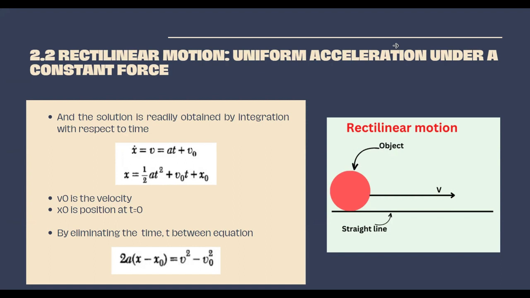By eliminating the time t between the equations, we can get this last equation, which is 2a(x minus x naught) equal to v squared minus v naught squared. That's all for me. Thank you.